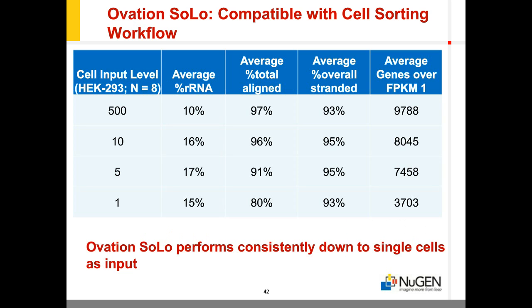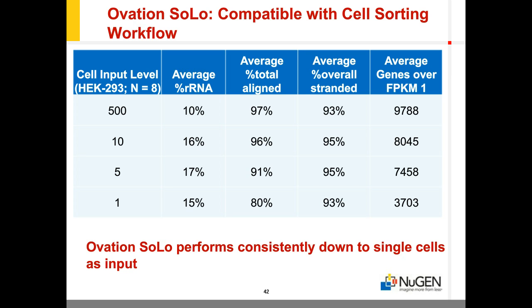Shown here are the results we obtained in analysis of the final libraries generated by our sorted HEK293 cells. As shown here, we tested from 500 cells down to 1 single cell as input. Across the board, we saw efficient ribosomal RNA depletion down to less than 20%. We also saw exceptional alignment rate, strand retention, and gene detection.